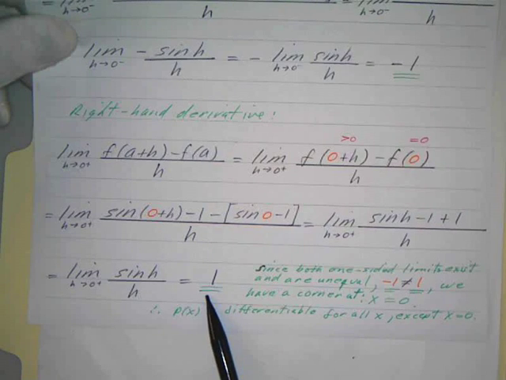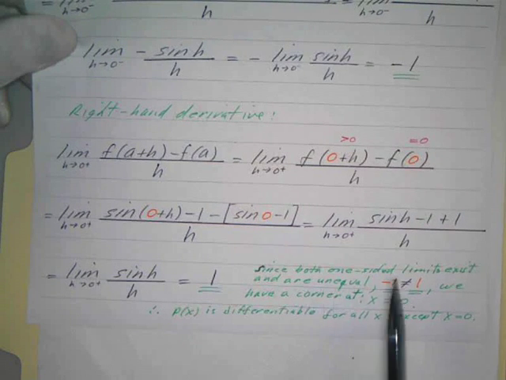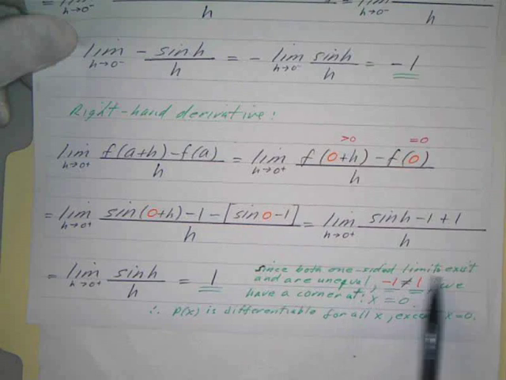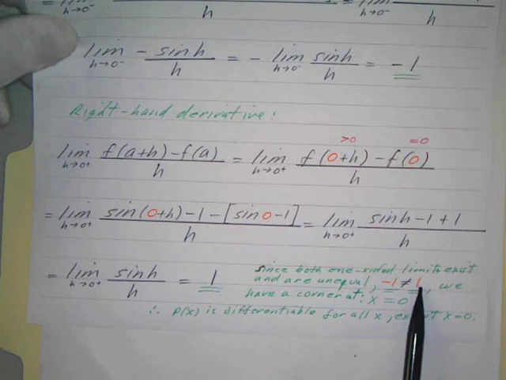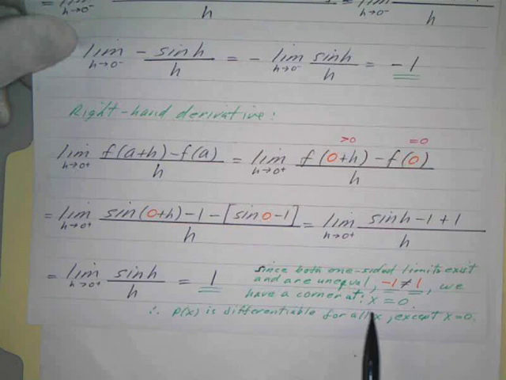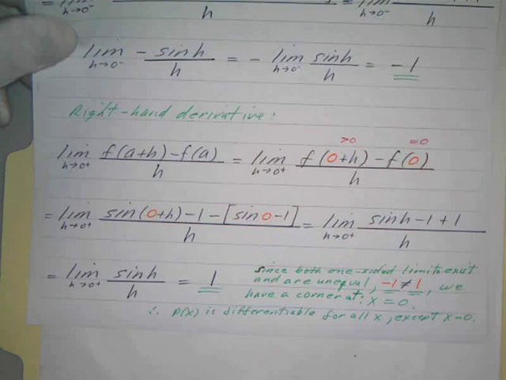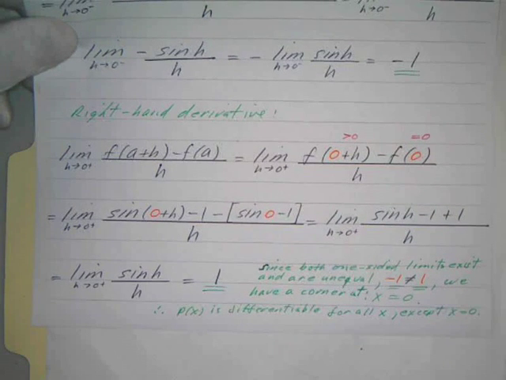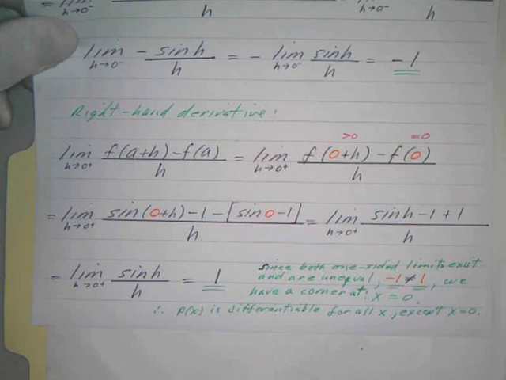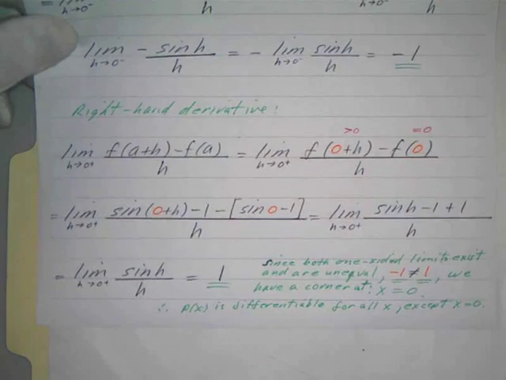So since both one-sided limits exist and are unequal, negative 1 does not equal 1, we have a corner at x equals 0. So we can say that p of x is differentiable for all x except for x equals 0. Sounds a little more interesting. I hope that makes sense.